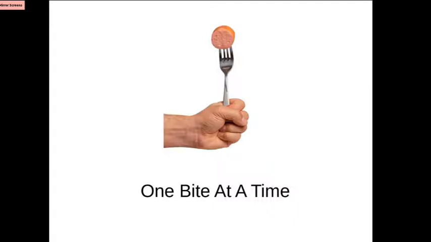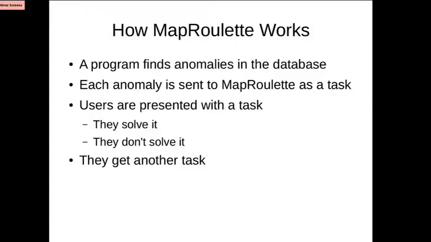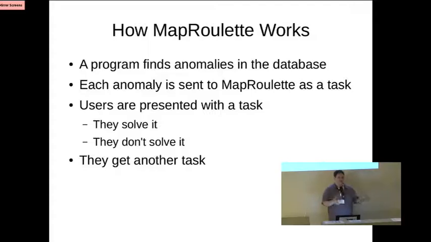And that's the approach that MapRoulette takes. We take a very large problem, like all the roads that have no name or all of the errors of a certain type, and we say, just solve one problem. An external program finds the anomalies, and those anomalies are each sent to MapRoulette as a task, which is just a unit of work. Users are presented with that task, and they either solve it or they don't solve it. Then we give them something else to work on. That's the simple workflow that we're committed to, which is just keeping everything really simple and easy.